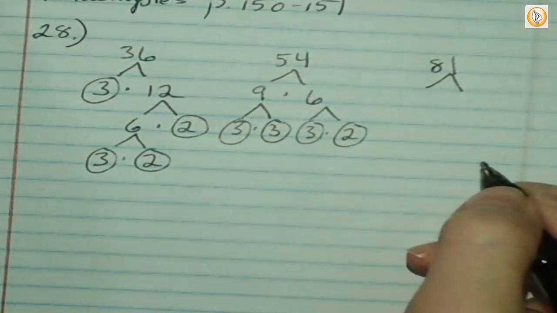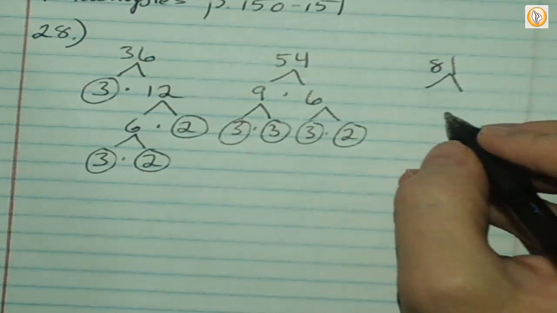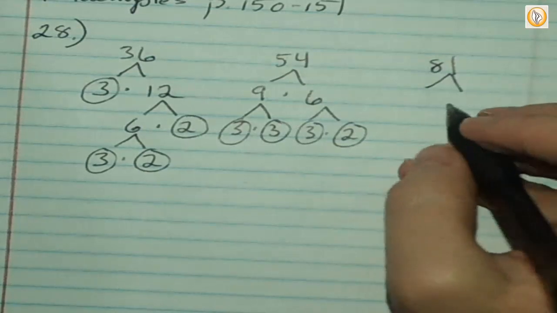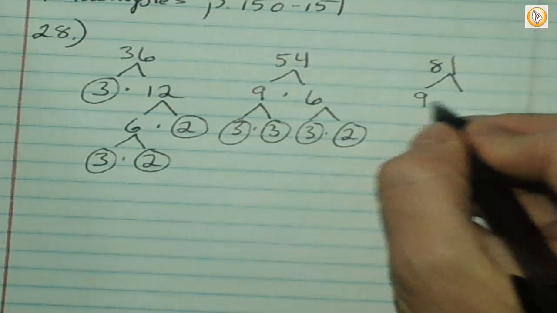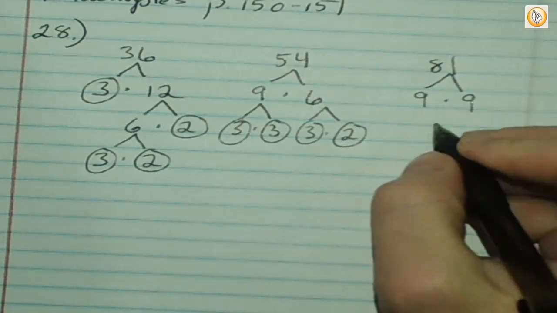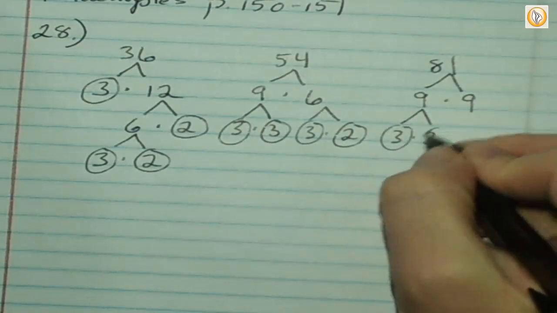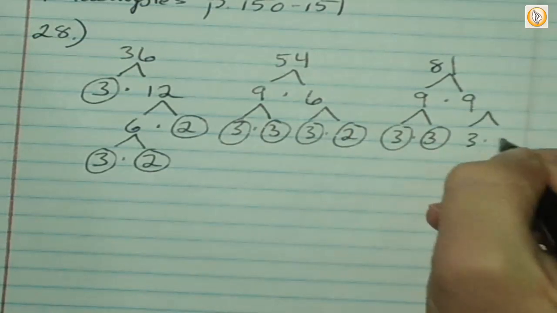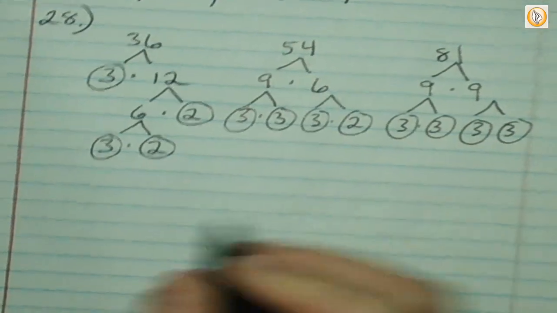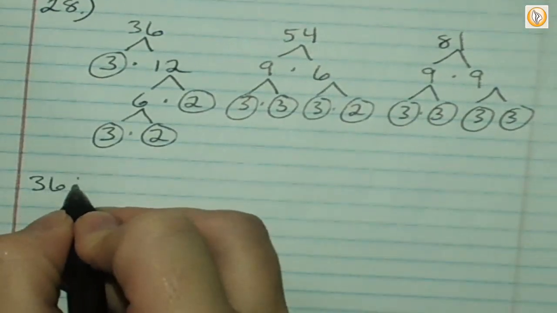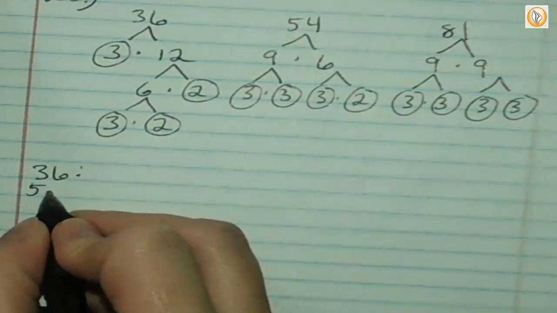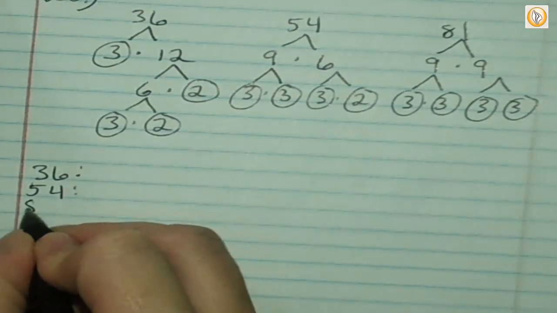All right, 81. Gabby. 9 times 9. Are those prime? 3 times 3. And then 3 times 3. Those are prime. Okay, so I'm going to write 36, 54, and 81.